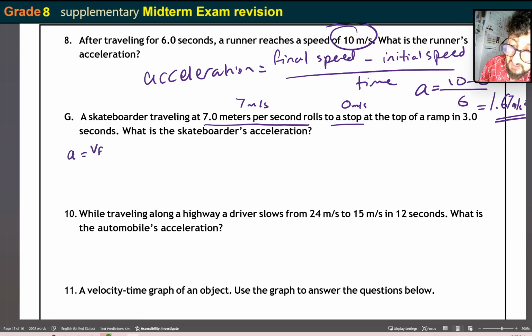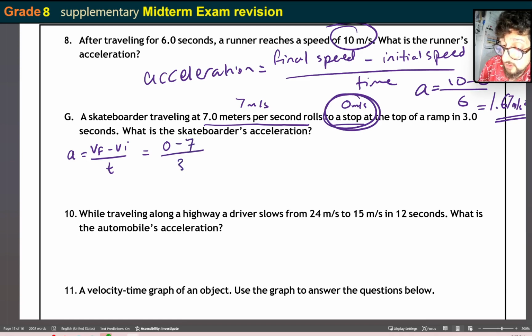So that's going to be Vf minus Vi all over t. Vf just means final velocity. Vi means initial velocity. So it's going to be 0. That's the final velocity. 0 minus 7 all over 3, which equals negative 7 divided by 3, or negative 2.3 meters per second squared, which makes sense because they're slowing down. So if they're slowing down, it's going to be negative acceleration, right? If they are speeding up, it's going to be positive acceleration, but they are slowing down. So this makes sense.